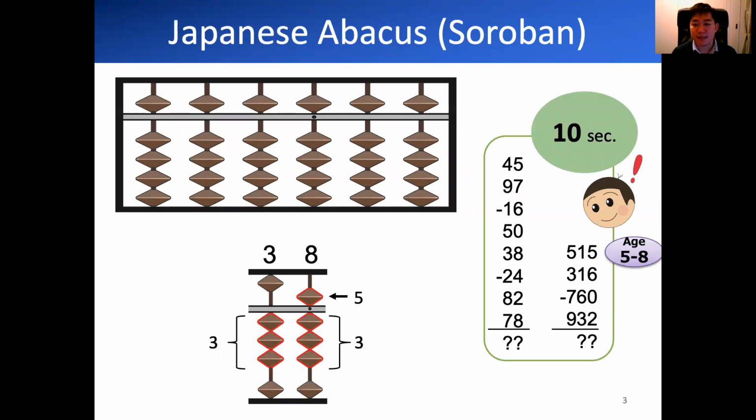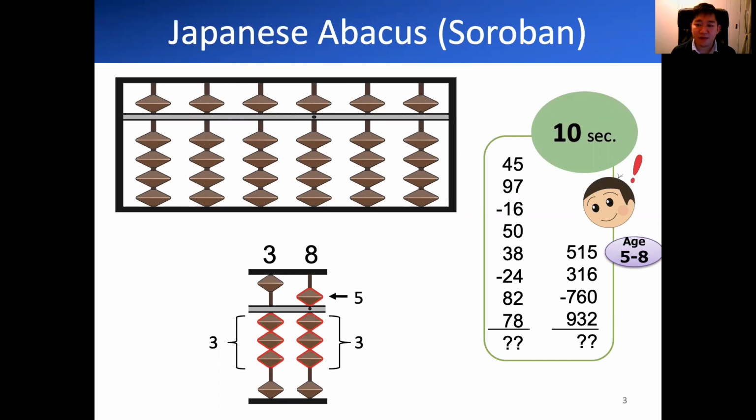So the Abacus is a calculating tool, and it has been used for thousands of years, at least in East Asia. This is how the Japanese abacus, or Soroban in particular, looks like. And Soroban is a quite familiar tool among Japanese people. It is also included in the curriculum of the compulsory elementary schools.